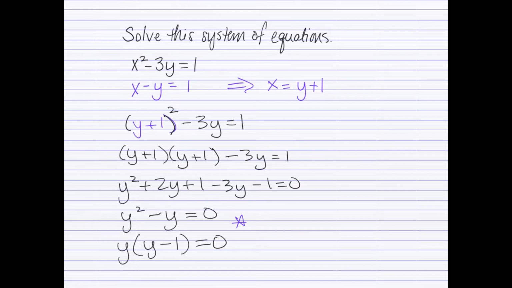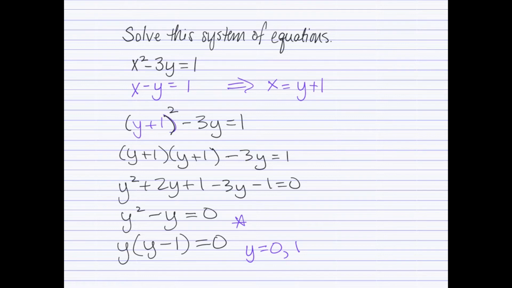All right, so now we set each part equal to 0, just like we usually do for a quadratic. We get y equals 0 and y equals 1. Those are the y values of our points. So it looks like we have 2 points this time where those functions intersect each other.